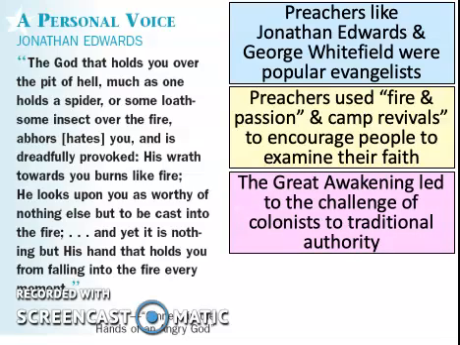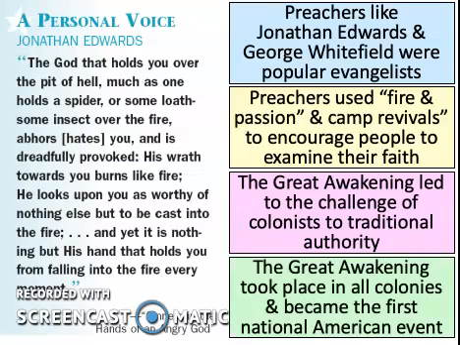Now, the Great Awakening had some pretty important impacts. It leads to colonists starting to challenge traditional authority, and it really becomes the first national American event.